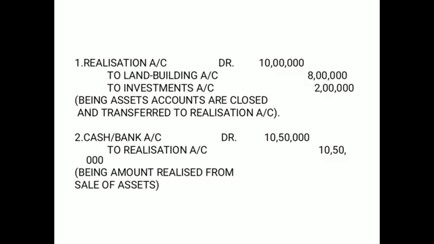I repeat, you will prepare the format of journal for writing this down. The first journal entry, of course, is about closing the accounts of an asset. It says realization account debit 10 lakh, to land and building account 8 lakh, to investments account 2 lakh. The journal entry to close the accounts of an asset is realization account debit to sundry assets account. This is the journal entry for closing assets accounts.